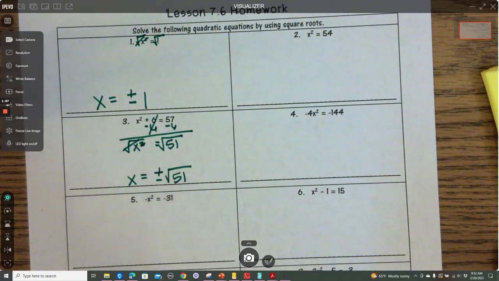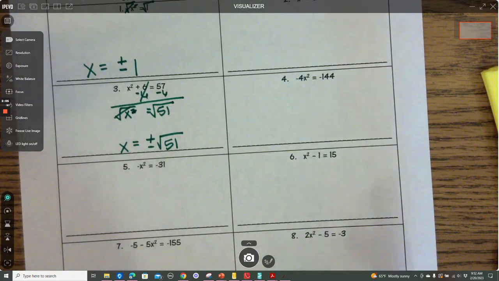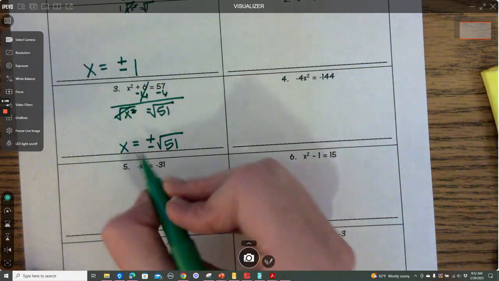Can you still use the quadratic formula on these? Absolutely. Make sure all your pieces are on the right side, and I'll show you what it would look like if you did that on a different one.